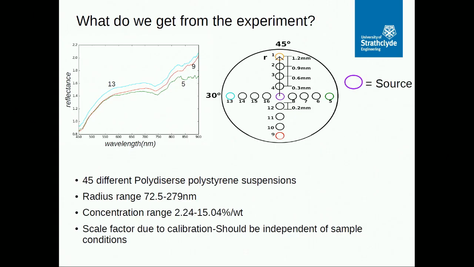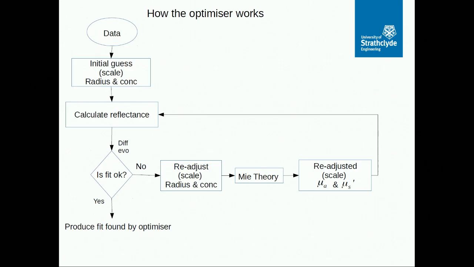Now moving on to the bit that I do. So this is just a schematic which shows the optimizer which I made. I received the data from these fibers. I put in an initial guess of the radius, the concentration, and the scale, which can be turned on or off whether it will vary or not.